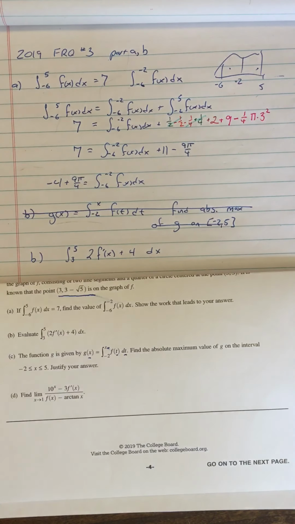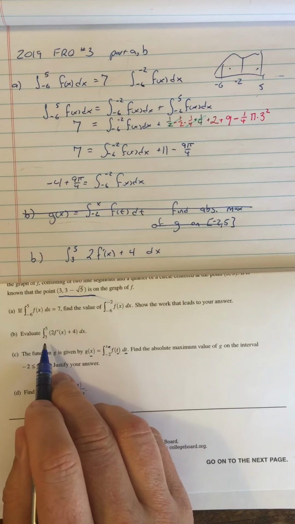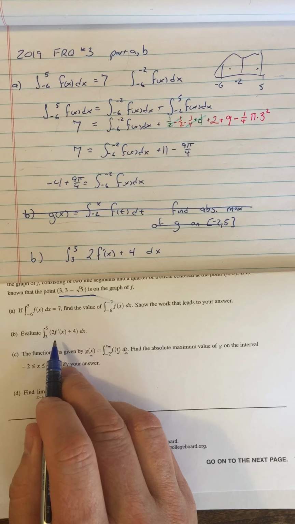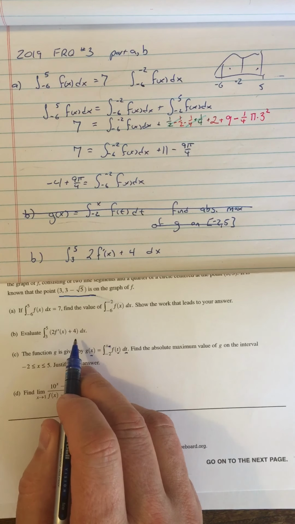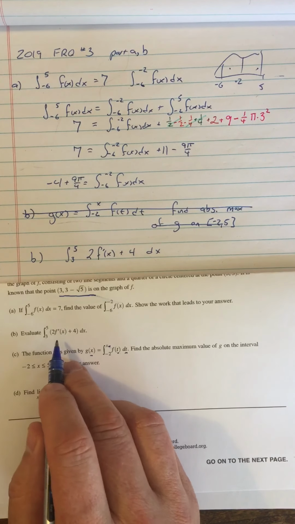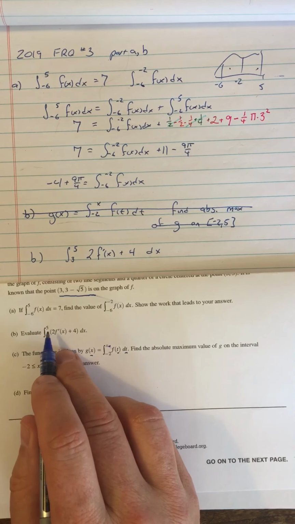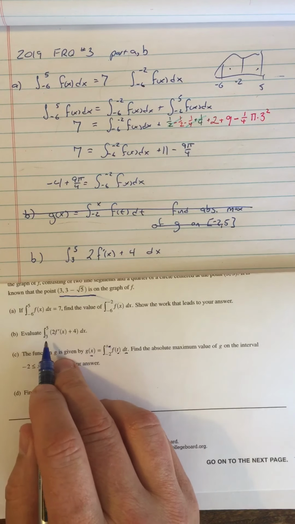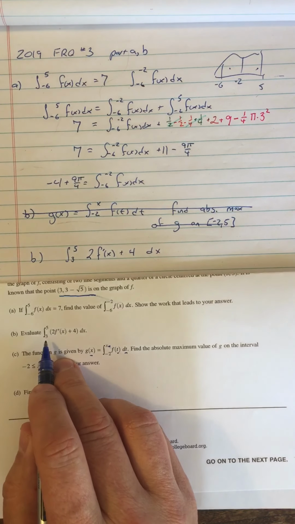So part B is where they're asking us to evaluate the integral from 3 to 5 of 2 f prime of x plus 4. This is where I'm going to use the idea that I know the integral from 3 to 5 of f prime of x is just going to be f of 5 minus f of 3. That's just the fundamental theorem of calculus.